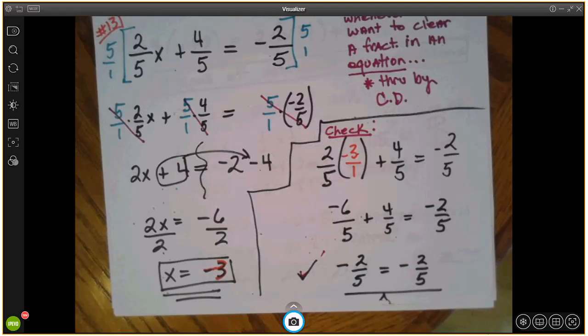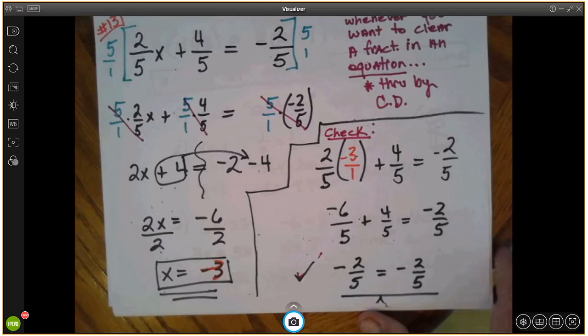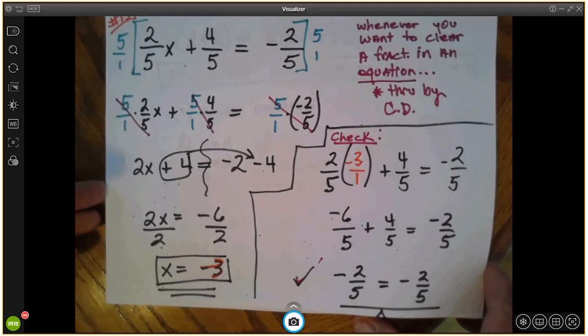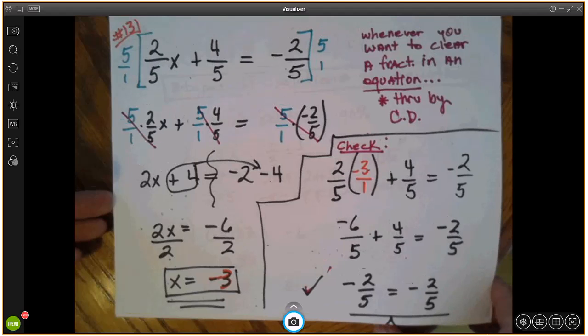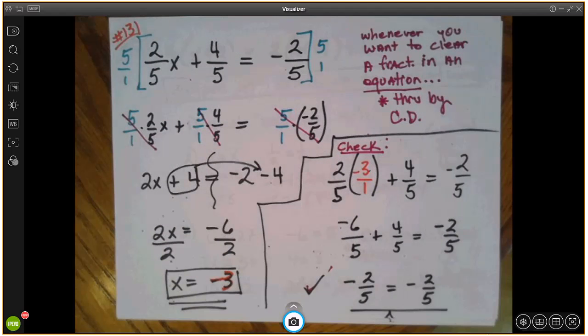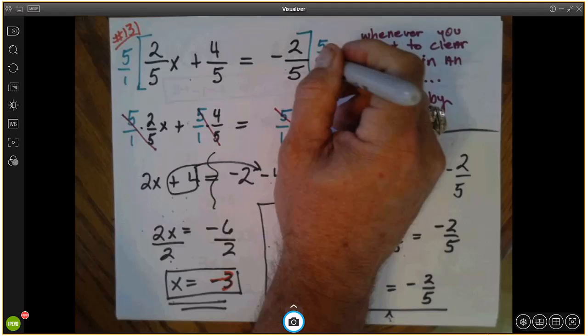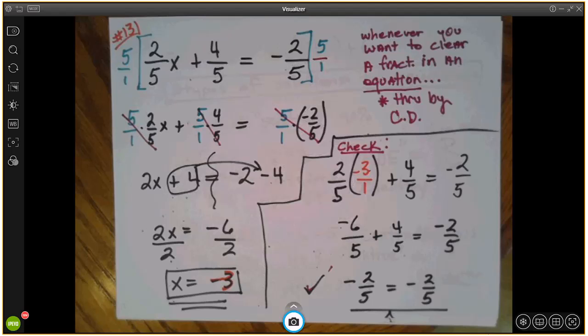And I'll leave that on the paper right there for about 5 seconds, so you can pause it or you can take a picture of it. Okay, so that's number 13.